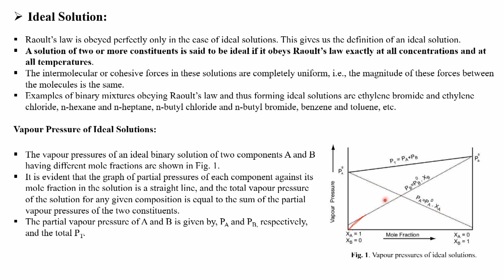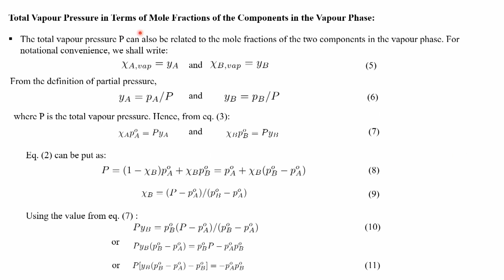Here, along this line, PB is PB naught times XB, and along this line, PA is PA naught times XA, and the total pressure here is PT equals PA plus PB. Here we are considering that the pressure of pure component A, PA naught, is lower than PB naught. That's why this PA naught value here is lower than the other one. So, PB naught.